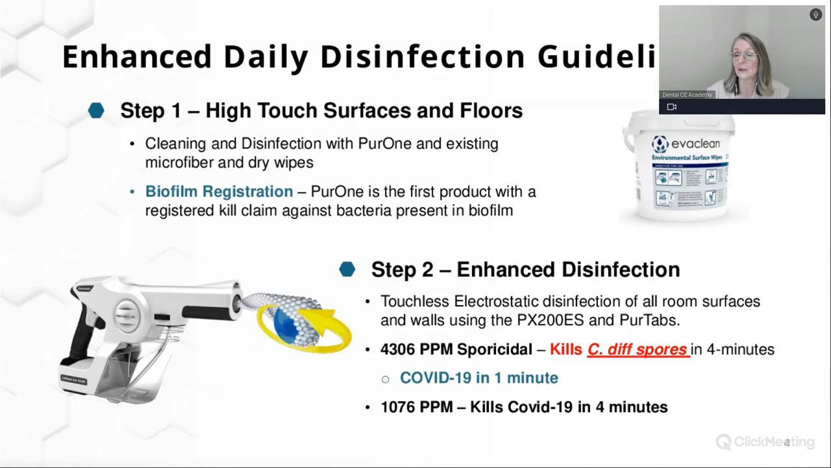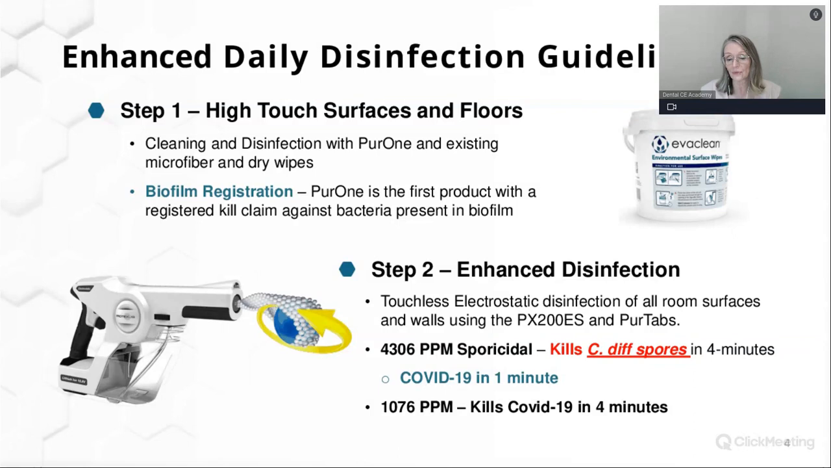Step two, then you come in with your electrostatic sprayer. This takes less time than pulling out a bucket of wipes and trying to wipe the little nooks and crannies on your unit and the surface and so forth. And it's much more effective. Okay, so the touchless electrostatic disinfection of all rooms and walls, you use that Victory Innovations sprayer. This sprayer that is here is $500, and Victory Innovations makes a sprayer.